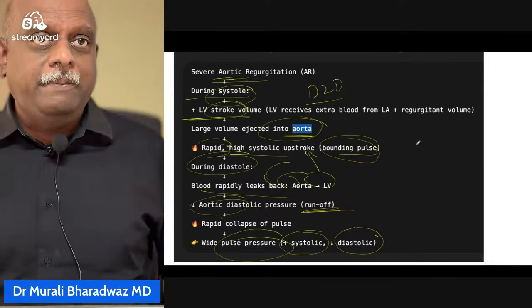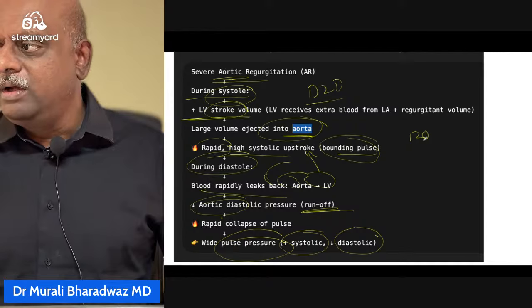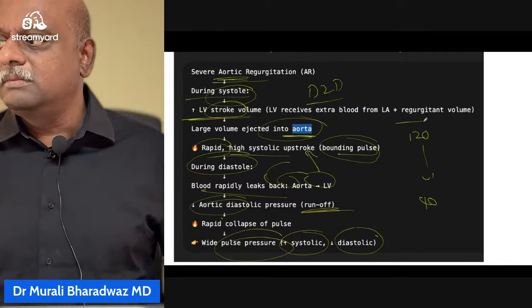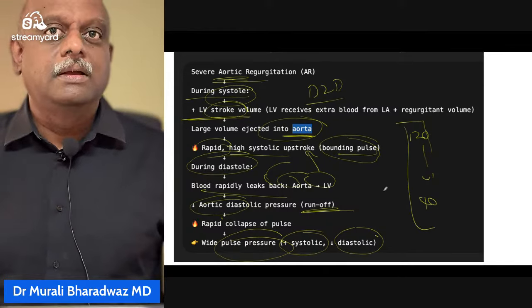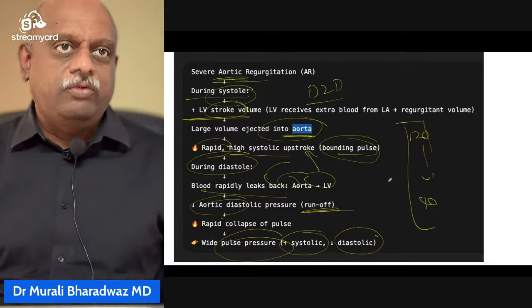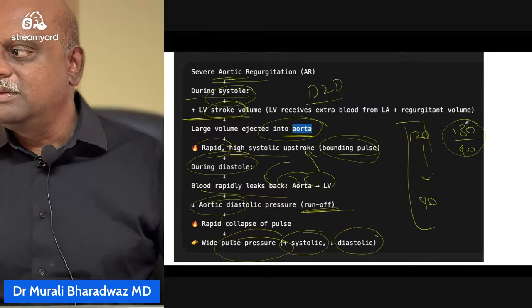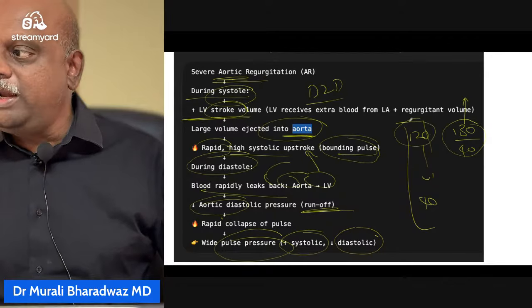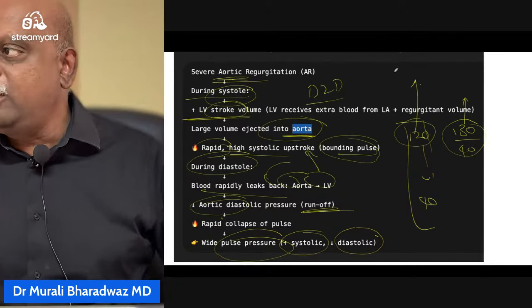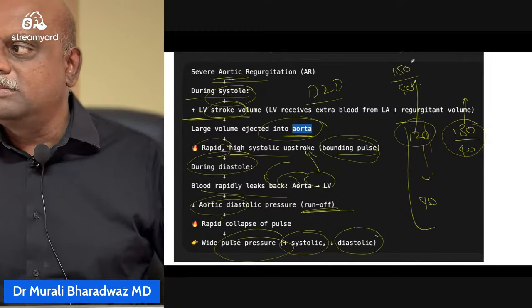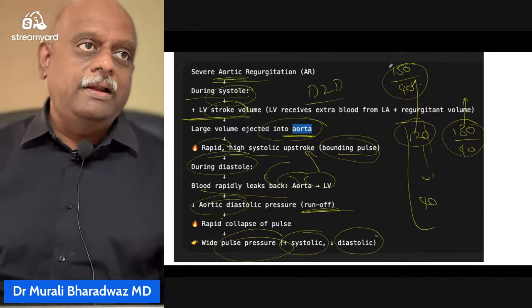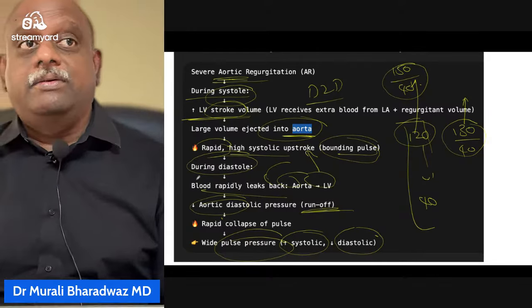So if you check the BP, this patient will have 120/40, or 130/40. Or, of course, systolic will be increased, no? So it will be around 150/40. Agreed? There is another important rule.